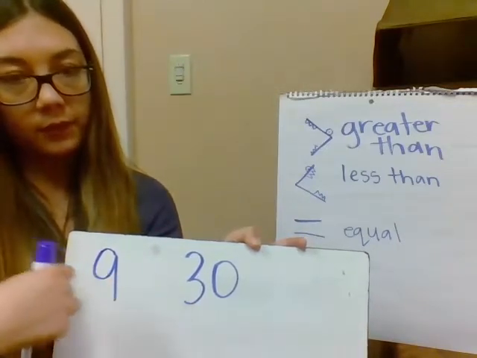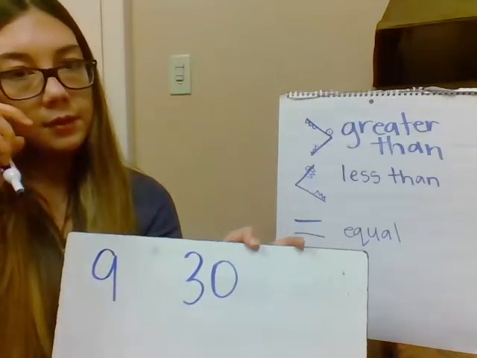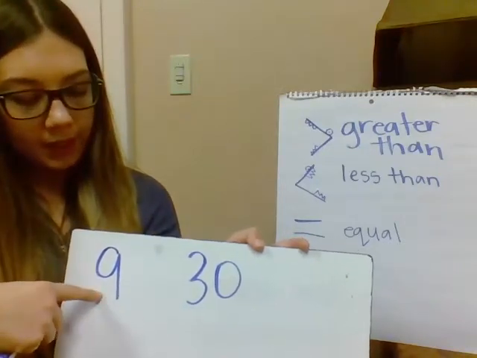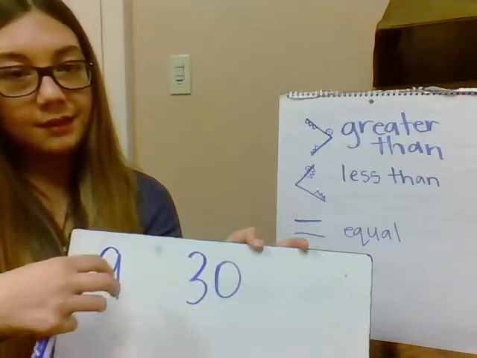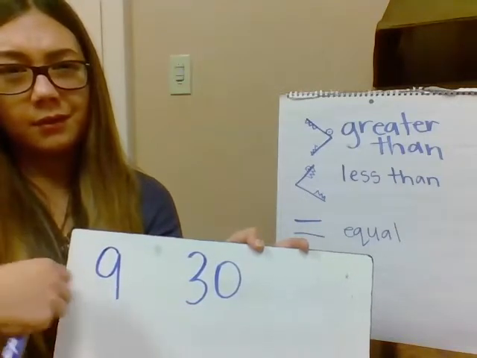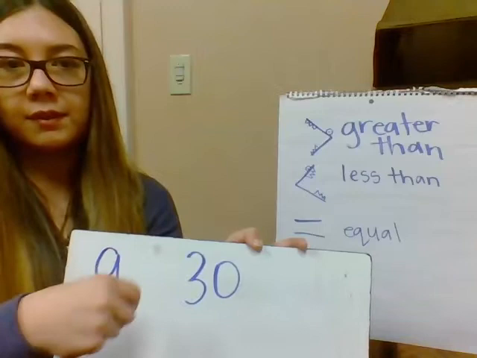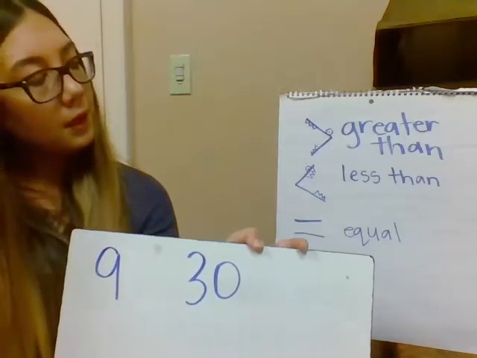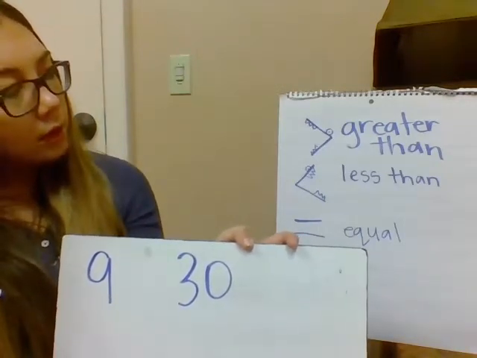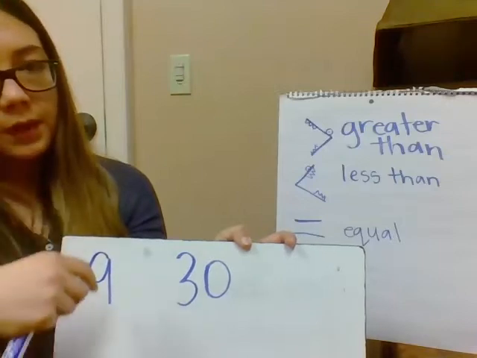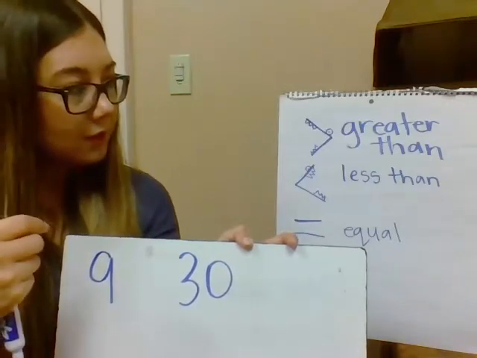Is 9 more than 30? That's what greater than means. Don't forget that. 9 is less than 30. Is 9 a smaller amount than 30? Or is it the same on both sides? Are 9 and 30 the same amount? You're going to think, well, I know that my sign, I want it to open up to the bigger number. I want the alligator to eat the bigger number.